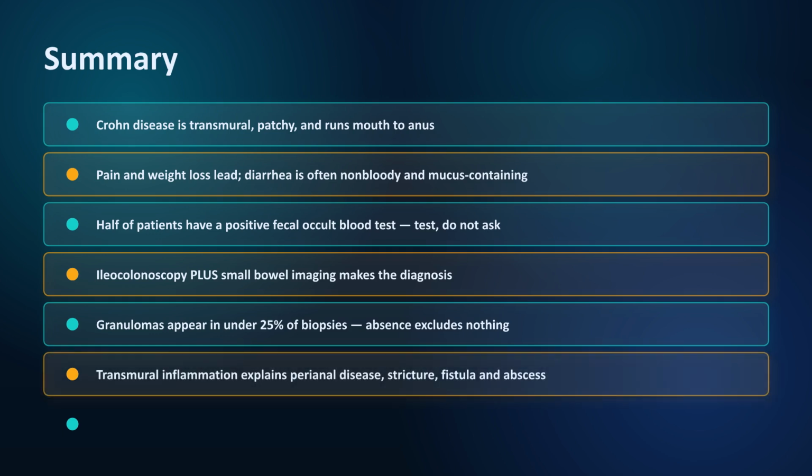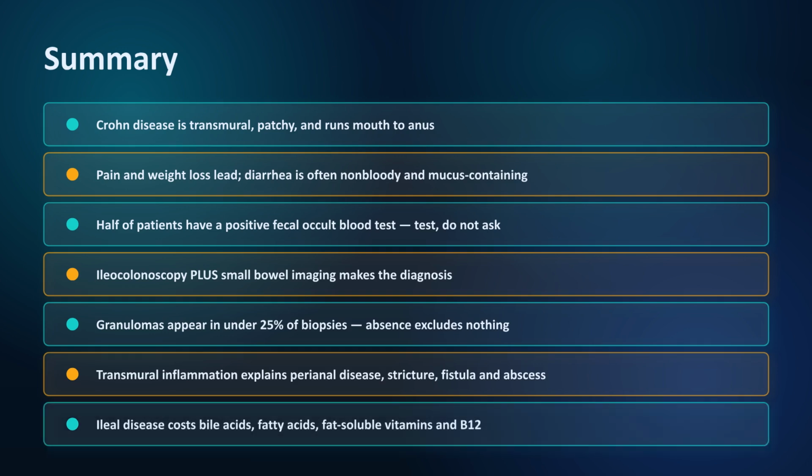Transmural inflammation explains perianal disease, stricture, fistula, and abscess. Ileal disease costs bile acids, fatty acids, fat-soluble vitamins, and B12. And surgery is not curative. Disease recurs at the anastomosis.